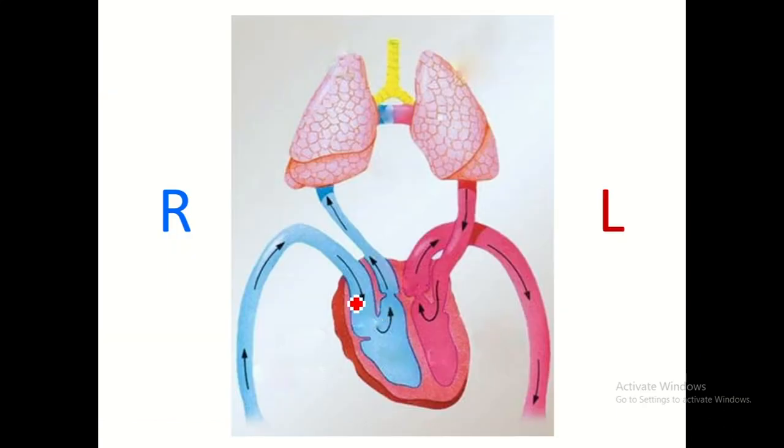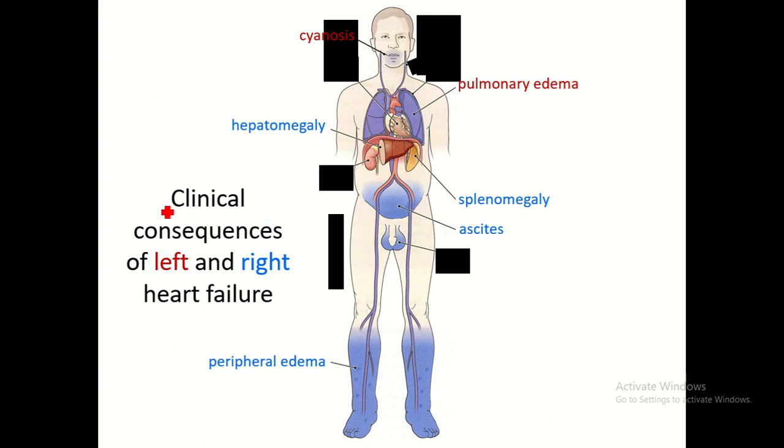So now, what is the clinical presentation of heart failure? So clinical consequences, remember when the right side of the heart fails, because it is receiving the blood from the body, the blood will back up into the body. While in case of the left side, blood will back up into the lungs. So in case of left heart failure, there will be cyanosis and pulmonary edema. While in case of right side of heart failure, there is hepatosplenomegaly, ascites and peripheral edema.